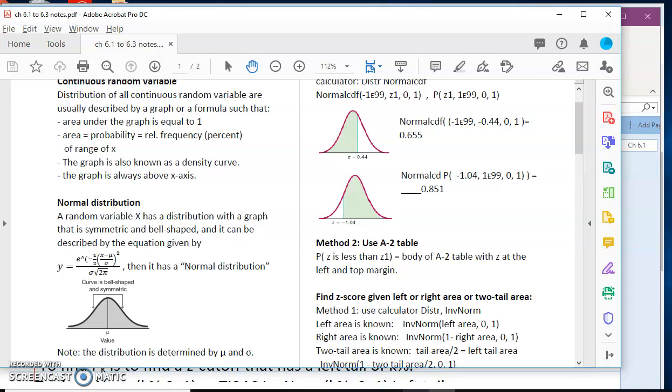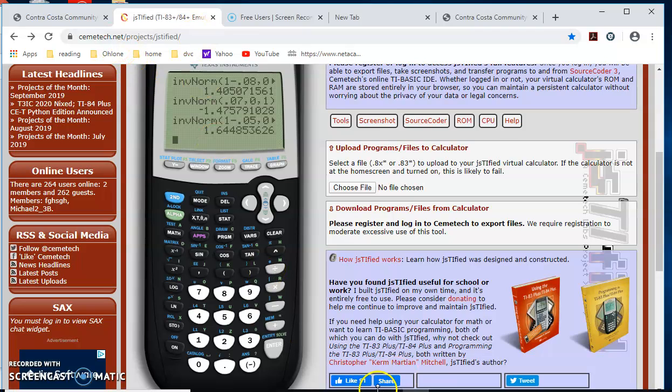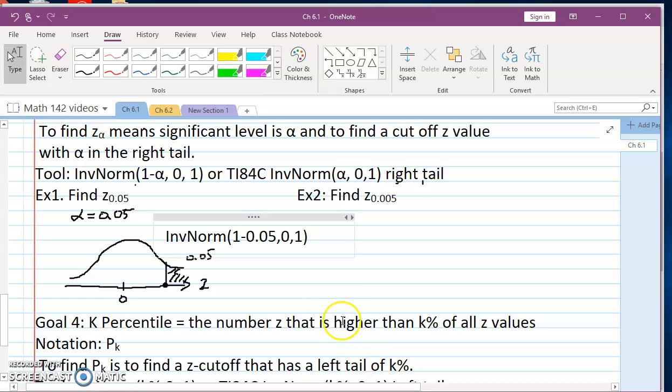So I do second, vars, inverse normal, 1 minus 0.05, because that's the right area. And then I press enter. It's 1.645. Put it down: 1.645. So if you are 1.645 times the standard deviation from the mean, you're actually unlikely.